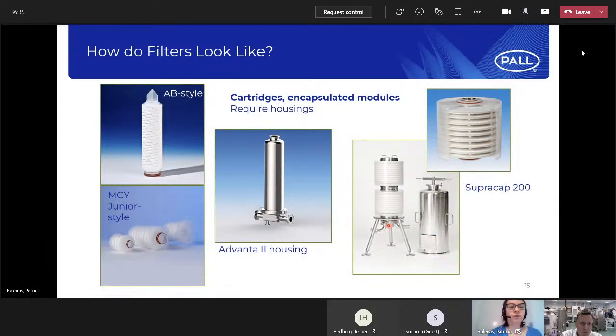Other examples of how filters can look like are cartridges, and also something that is in between, which is the encapsulated modules. Cartridges are more used for manufacturing because you do investment in housings. You need housings to install these cartridges in them. And there's also different shapes, although the AB style is a very common standard one. Here on the right-hand side, you have depth filters that are encapsulated and then can be put in a big housing, and they are encapsulated so that you also protect the operator, so they don't have to touch the filter area directly in case it's contaminated with something.